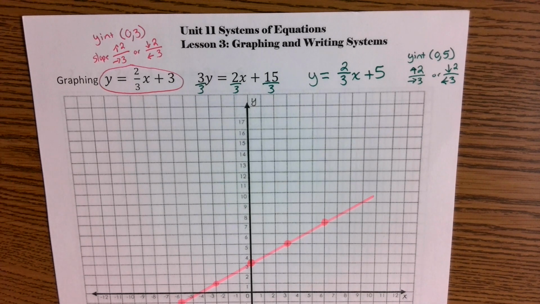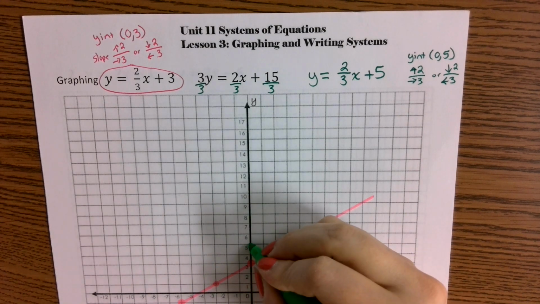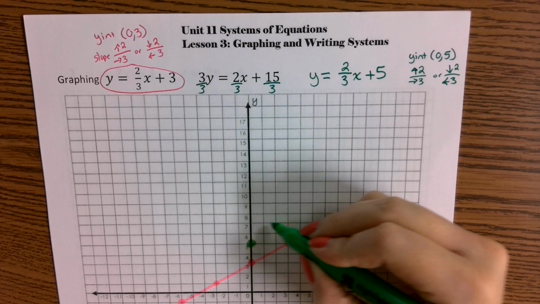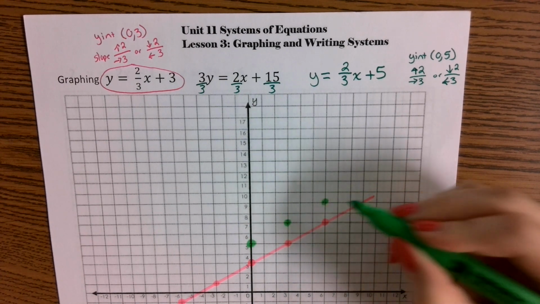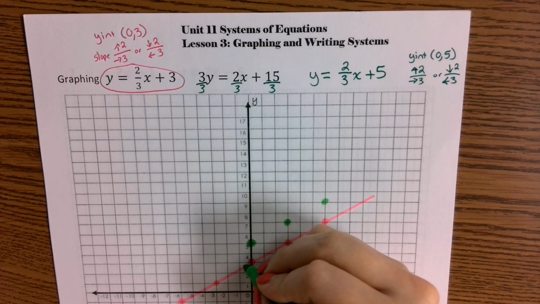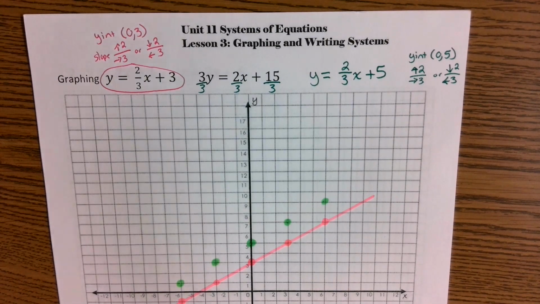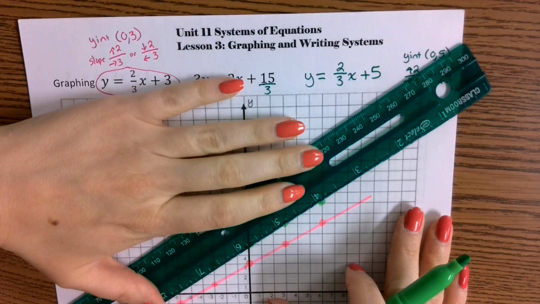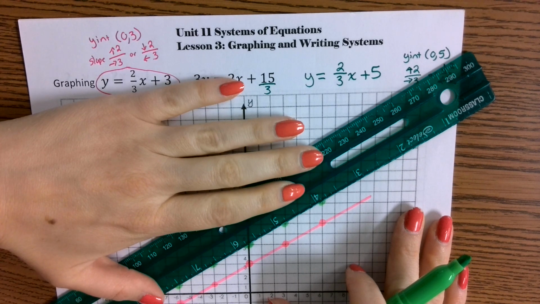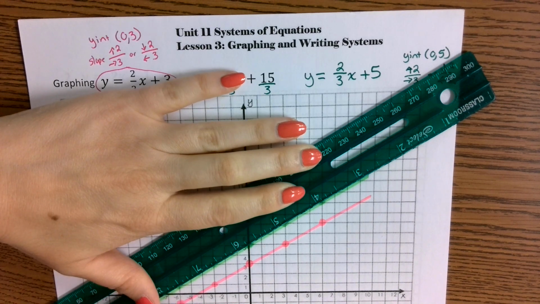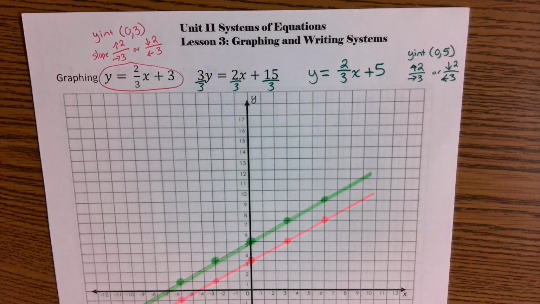Okay, so when I graph it, I should see a set of parallel lines. So I have my point at (0, 5), and I'm going up 2 to the right 3, up 2 to the right 3, or down 2 to the left 3, down 2 to the left 3. And when I graph that together, those lines are not going to intersect at all. It's just a nice set of parallel lines that we create here. Okay?